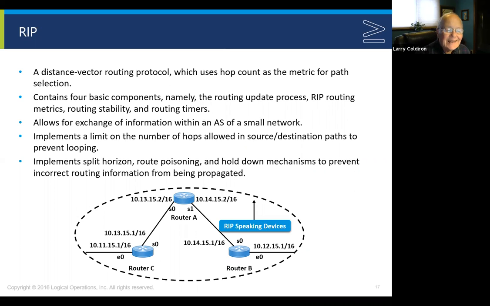RIP's got a lot of timers in order to prevent routing loops, so that we are not just sending stuff around and around and around in circles, and that it picks, based on its definition of efficiency, the most efficient networks. It exchanges information within an autonomous system, an AS. Another new term, autonomous system of a small network. An autonomous system means that we own everything in it.